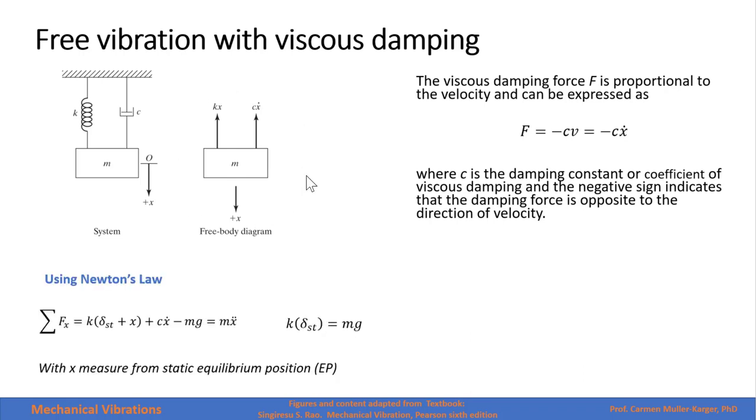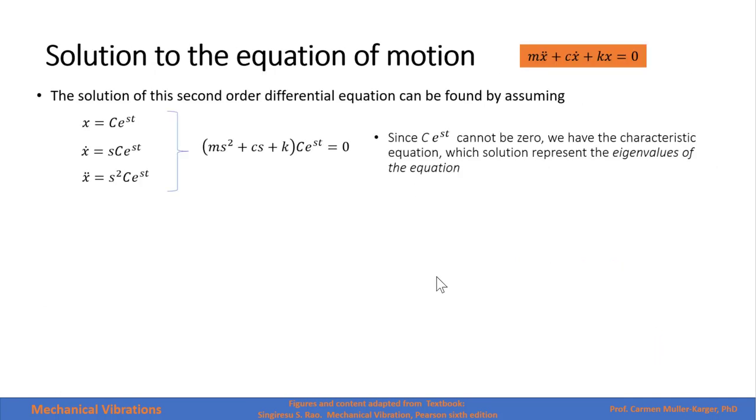Using Newton's law, we can get our equation of motion. We are assuming that our x is measured from the static deflection. So, as you recall, when we did the analysis for a vertical system, the static deflection force will be equal to the weight. Therefore, these two terms cancel out, and the equation of motion will be the mass times acceleration plus the force of the viscous damper plus the force of the spring, and this will be equal to 0.